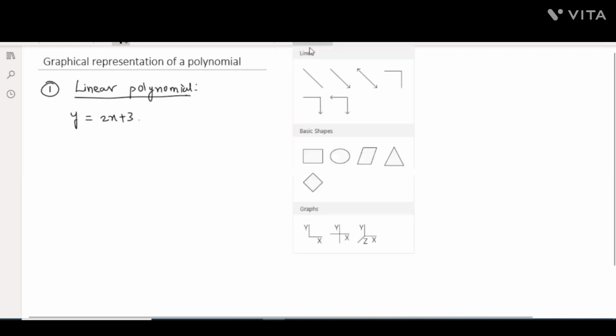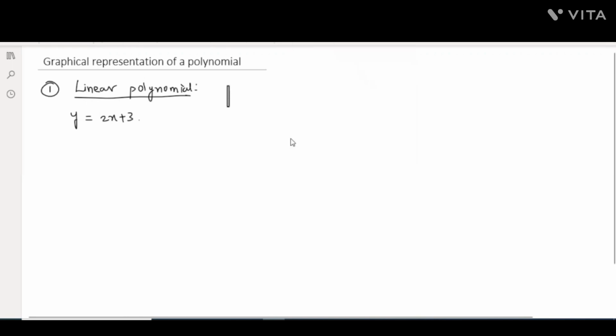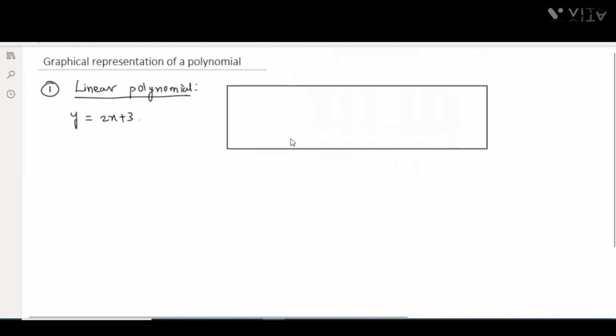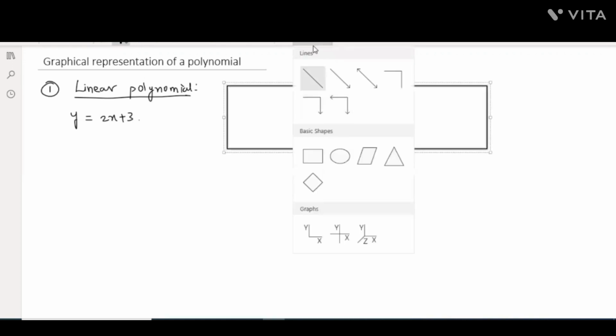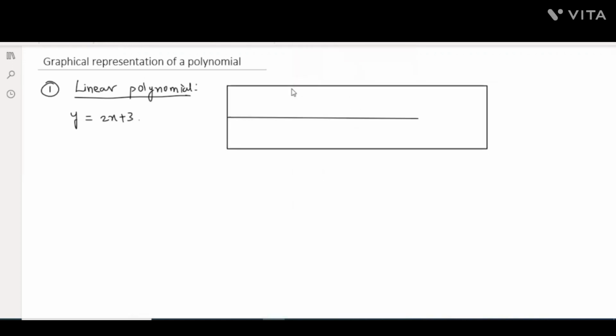I'll take a small example here: y is equal to 2x plus 3, which is a linear polynomial. How do we draw the graph for this linear polynomial? Before drawing the graph, first of all, we have to draw the tabular form. In the tabular form, we substitute the x values and we should get the y values.